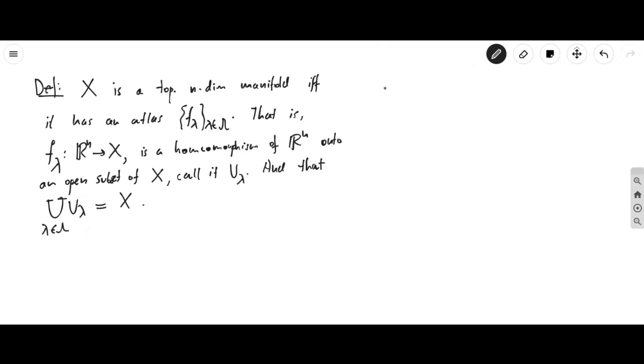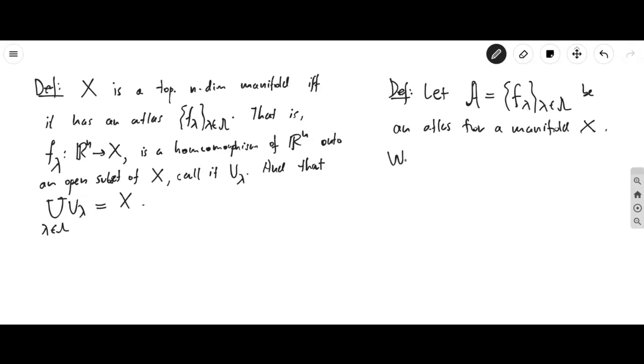Now this is the next definition. So let script A be the collection of all of these F lambda, an atlas for a manifold X. So we say that the atlas is a smooth atlas if and only if.